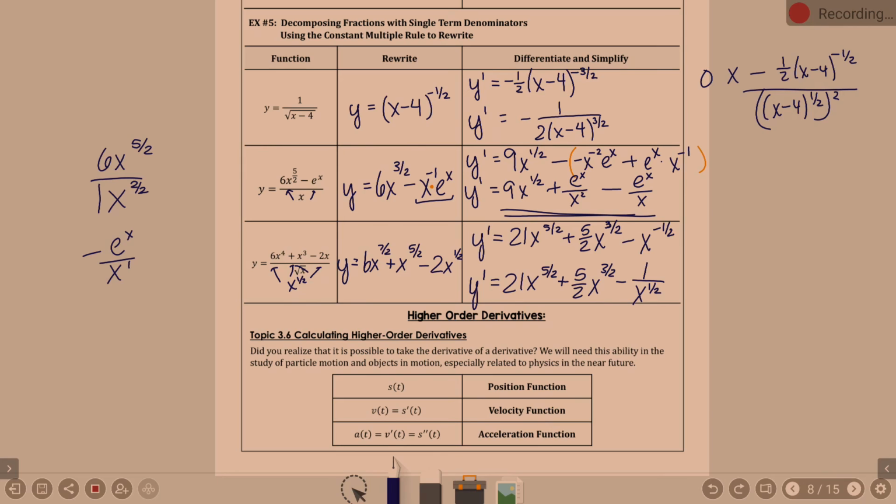My issue was I couldn't remember what 6 times 7 was. 6 times 8 is 48. Minus 6 from there is 42. Yes, I'm aware. I struggled with that for a second. Okay. I have 21x to the 5 halves plus 5 halves x to the 3 halves minus 1 over x to the 1 half. What do I need to clarify?